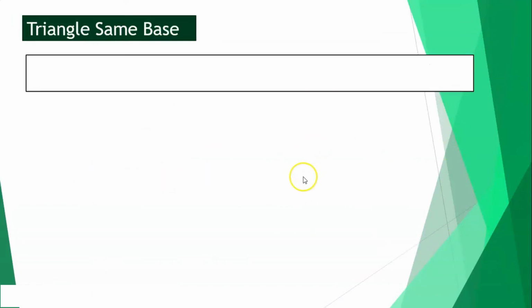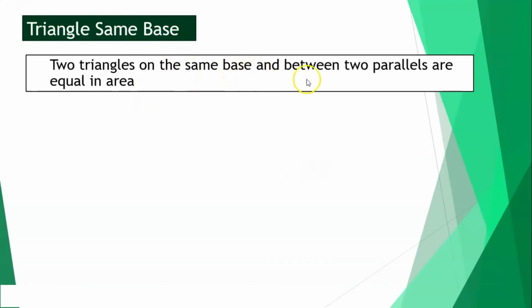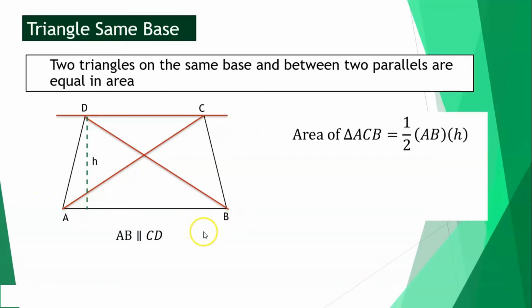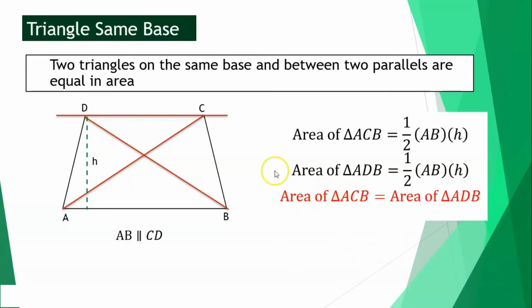We have here triangle same base. Two triangles on the same base and between two parallels are equal in area. So for example, we have here triangle ACB, and we also have triangle ABD, and DC is parallel to AB. To find the area of triangle ACB, that would be 1/2 of the base, in which the base is AB, times the height, which is H. And to find the area of triangle ADB, that's 1/2 of the base and the height. So with this, we can conclude that the area of triangle ACB is equal to the area of triangle ADB. So take note of this one. Okay, another.